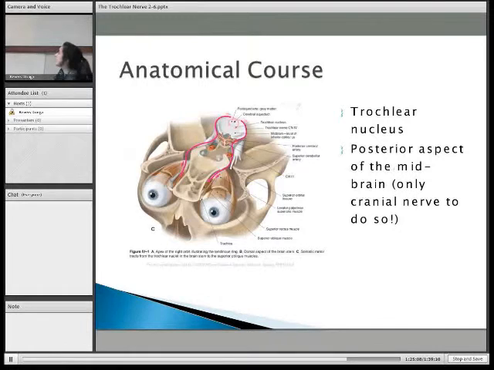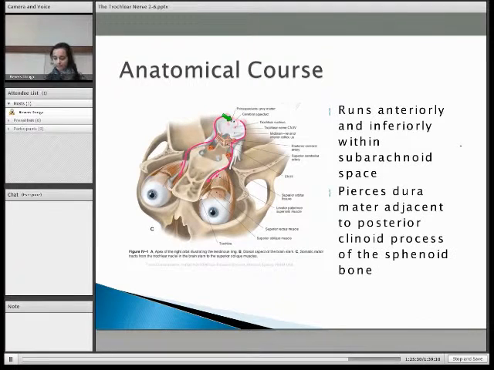So the trochlear nerve begins in the trochlear nucleus within the brain, which is just here. It will then exit the midbrain from the posterior aspect, and it's the only cranial nerve to exit posteriorly. All the other ones exit anteriorly, so you can see them here, and then the trochlear nerve back there. So from here, it runs anteriorly and inferiorly within the subarachnoid space. So it goes around there.